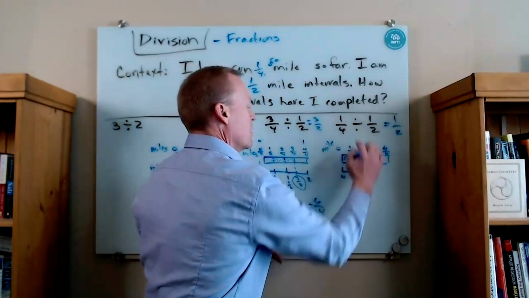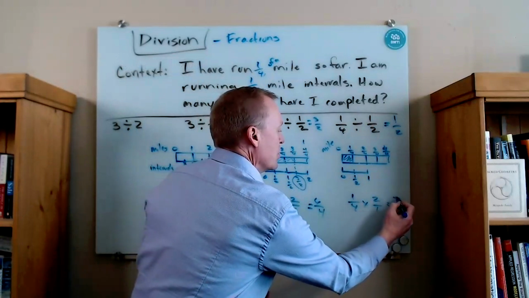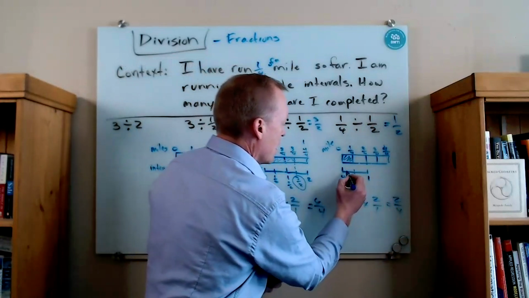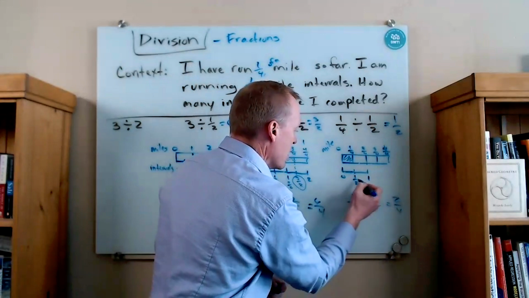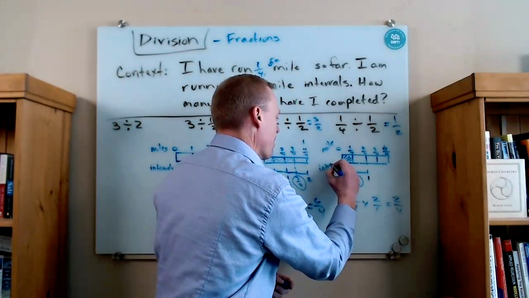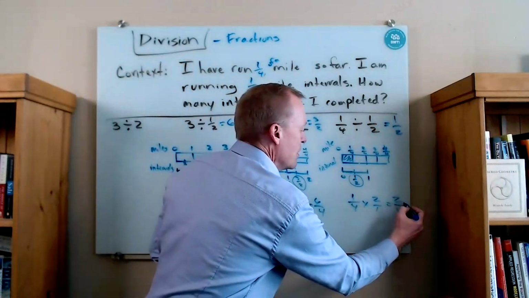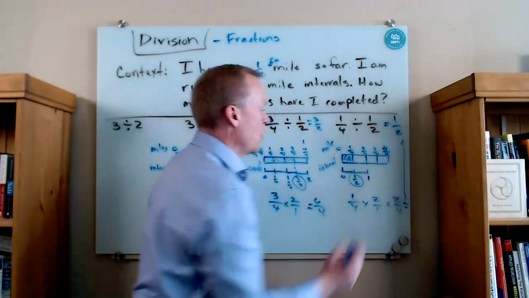We could, again, say 1/4 times 2/1 is equal to 2/4. And what we're focused on is the 1/2 of an interval. So either way, we're going to get the same answer. The 2/4 is still equal to the 1/2.